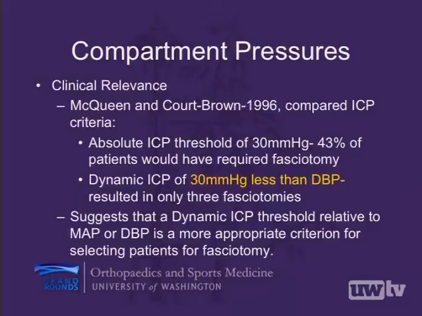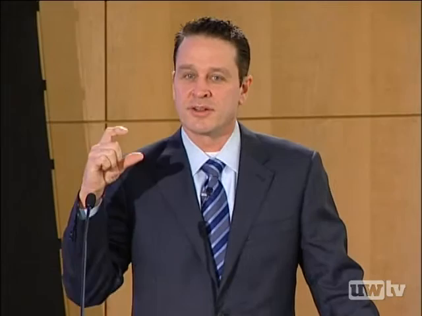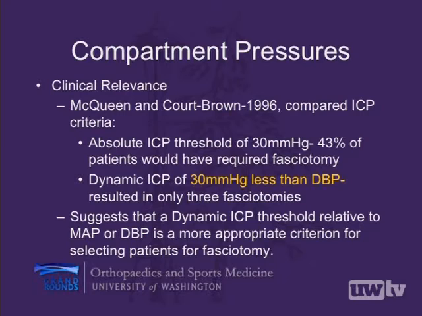And they had patients in this series that had compartmental pressures of greater than 50 and yet went on to have full function after developing a compartment syndrome, but the compartment syndrome did not lead to fasciotomy in several patients, and those patients did not have any adverse sequelae as long as their dynamic pressure was not less than 30 millimeters mercury. And this suggests that a dynamic ICP threshold relative to either mean arterial pressure or diastolic blood pressure is more appropriate for selecting patients for fasciotomy.